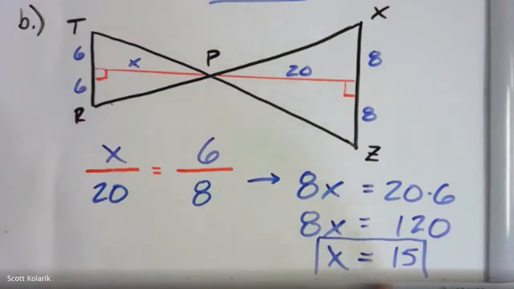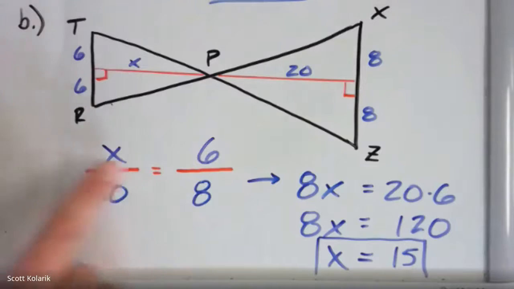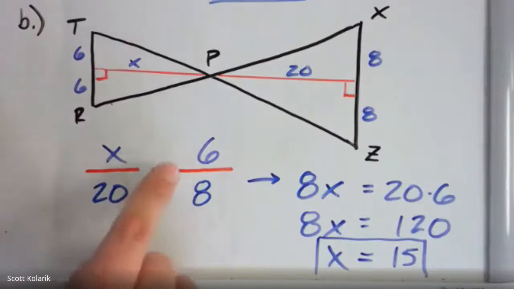If I actually plug the 15 back into my ratio here, so this was 15 over 20 reduces, 5 goes into both, I'd end up with 3 over 4. So my scale factor would be 3/4, just confirming that it matches what's over here on the right. 2 goes into both top and bottom, and I get 3 over 4 again.